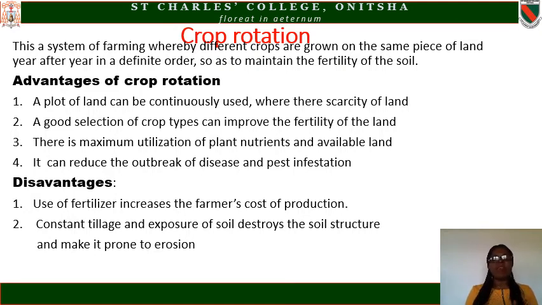When the farmer is practicing this type, he is bound to use fertilizer. And when he is using fertilizer, it will increase the cost of production. Then when you have continuous tillage, because the farmer is farming every year, this continuous tillage helps to destroy both the structure and the texture of the soil so that it becomes prone to erosion. Okay?